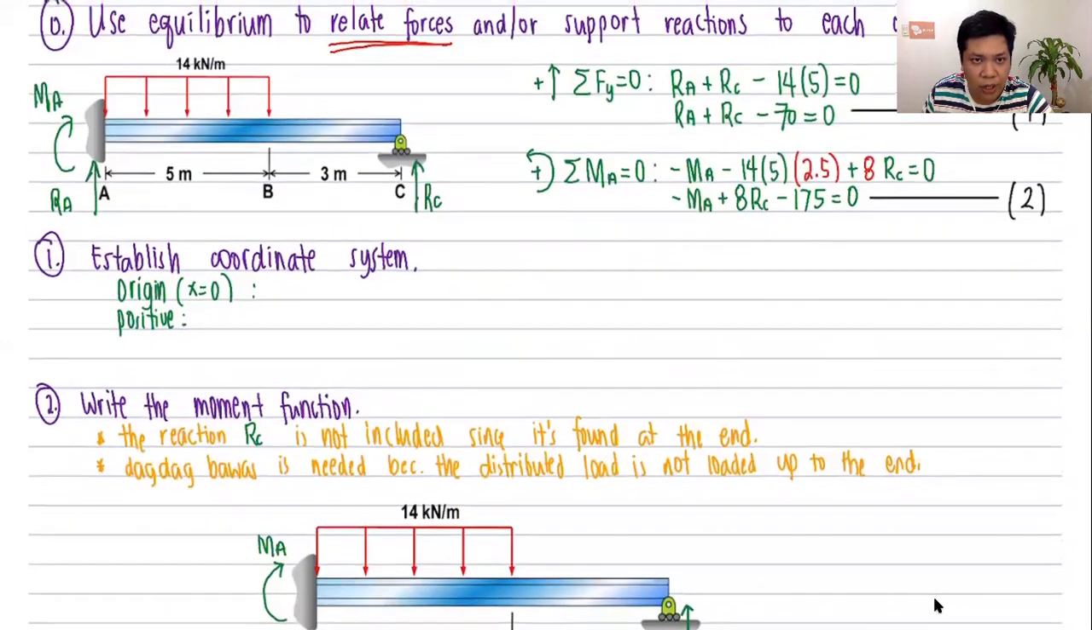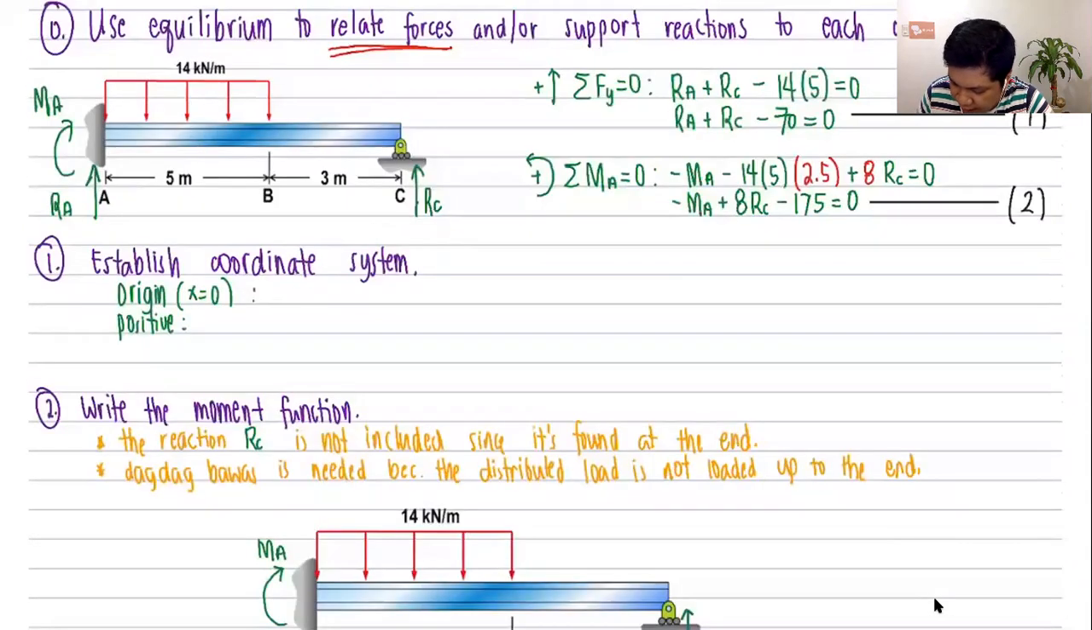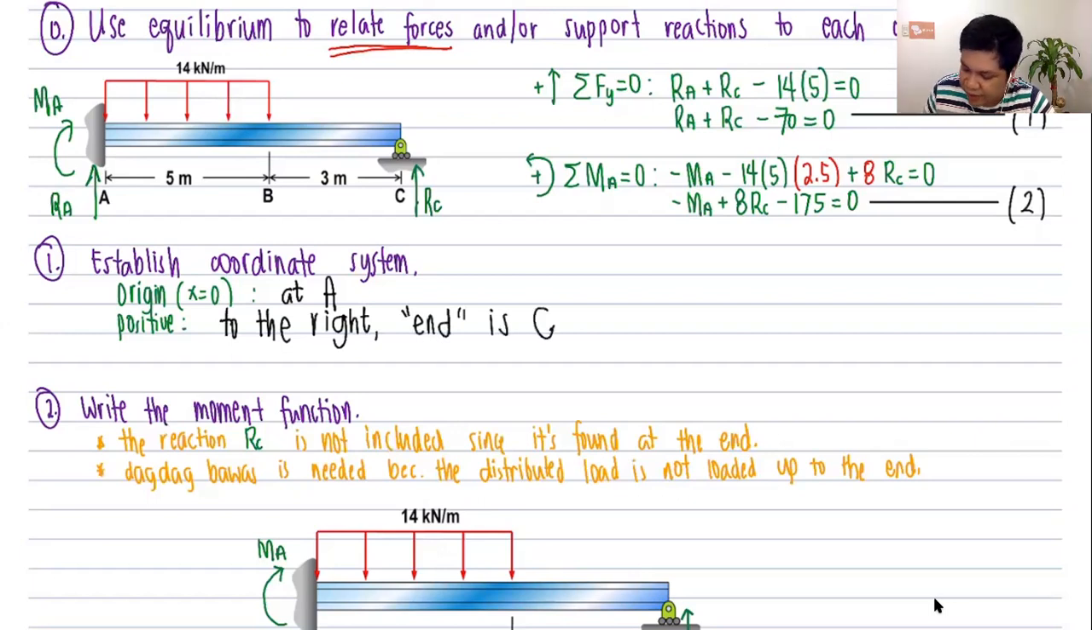Okay. Step 1, establish the coordinate system. As you may see, the step-by-step procedure is actually the same as what we have been doing in our previous problems, in our previous lessons. The only difference is that in step 0, you won't be able to get numerical answers for your support reactions. Okay? So again, for us to not have any difficulty, step 1, I'll set my origin as point A. Okay? So the leftmost part. Then my positive is to the right. So if my positive is to the right, what is considered as the end of the beam? The end of the beam is C. Okay? So it's the rightmost part of the beam.